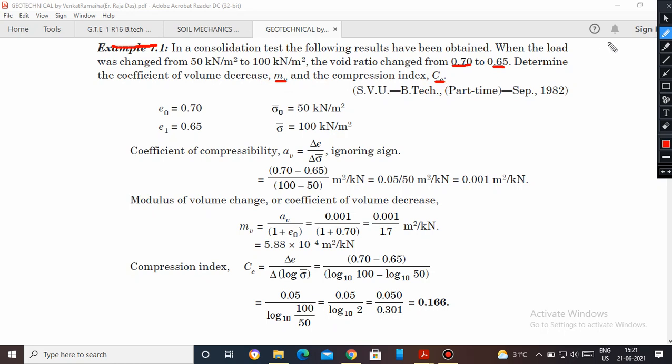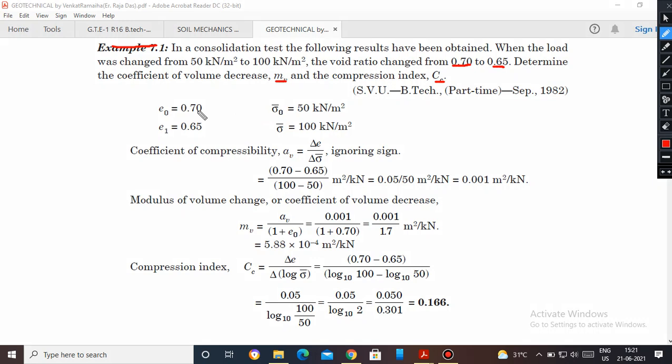This is the problem they are given. In a laboratory, they have considered the consolidation test. The load was changed from 50 to 100 kN per meter square. In that situation, void ratio changed from 0.70 to 0.65. For this condition, we have to calculate the coefficient of volume decrease as well as the compression index.